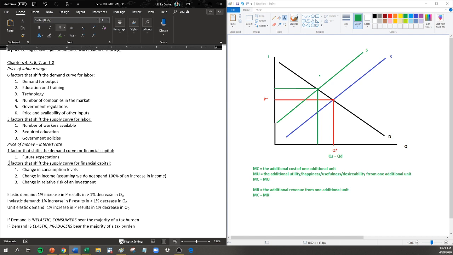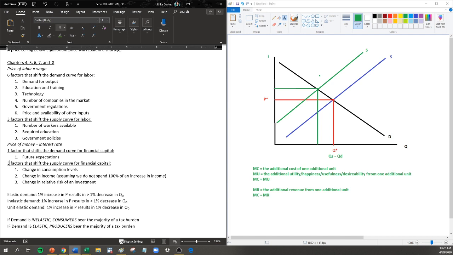Three things that shift the supply curve for financial capital: changes in consumption levels. If you are buying things, you cannot save the money that you used to buy those things. So if we find that people are consuming more and more, we can assume that they're saving less and less, and there are fewer loanable funds to give out.